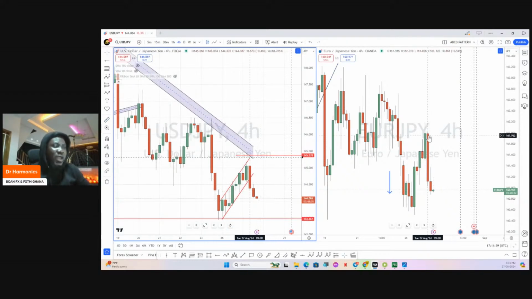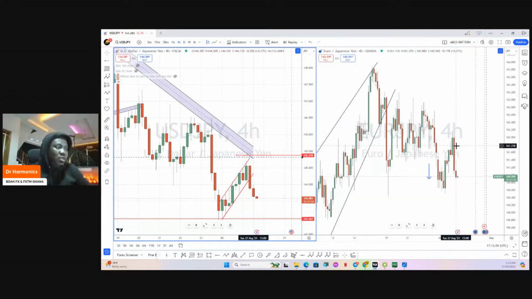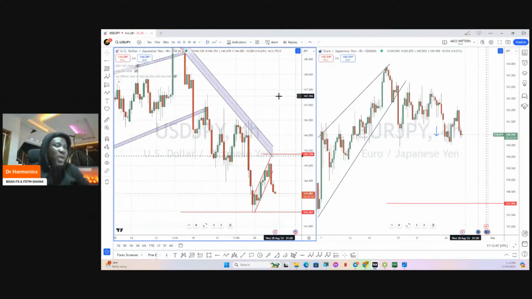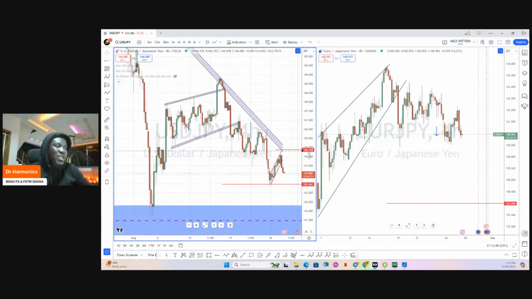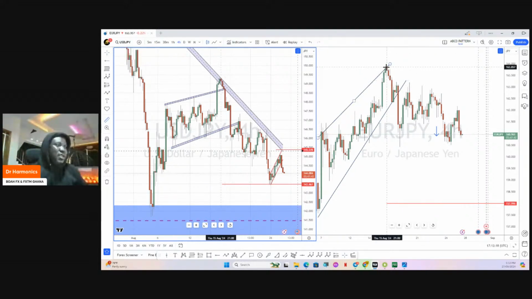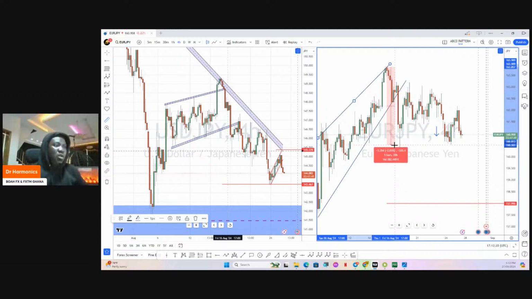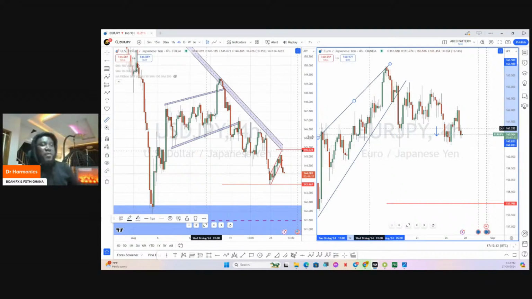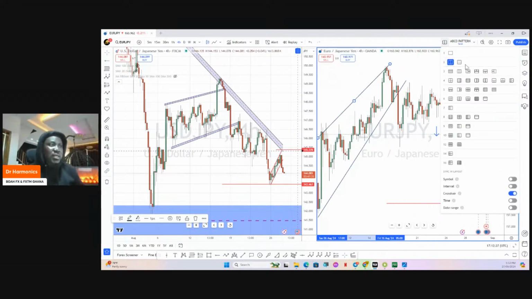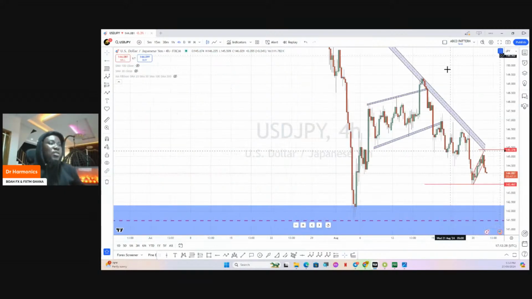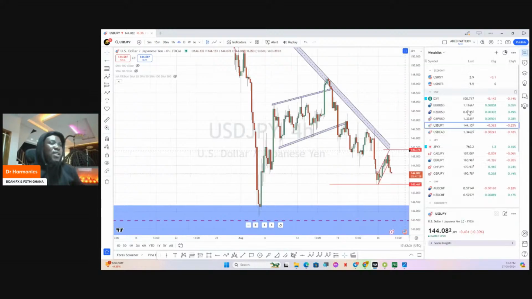Because this one is lagging, it is moving faster than this one. So this one might move faster to catch up with USD JPY, because USD JPY has moved over 530 something pips, but Euro JPY has only moved 335 pips. Okay, so that is how you can trade smartly as a forex trader.